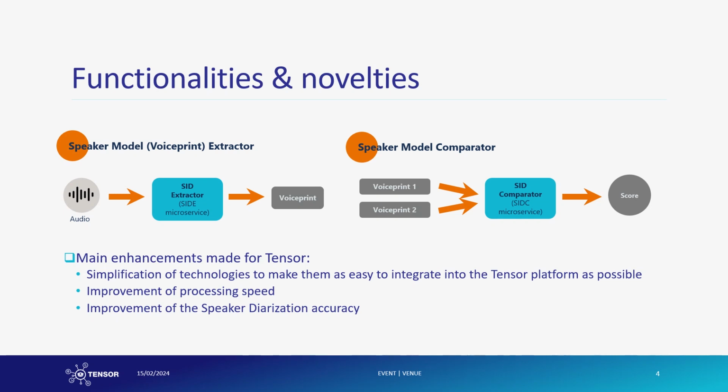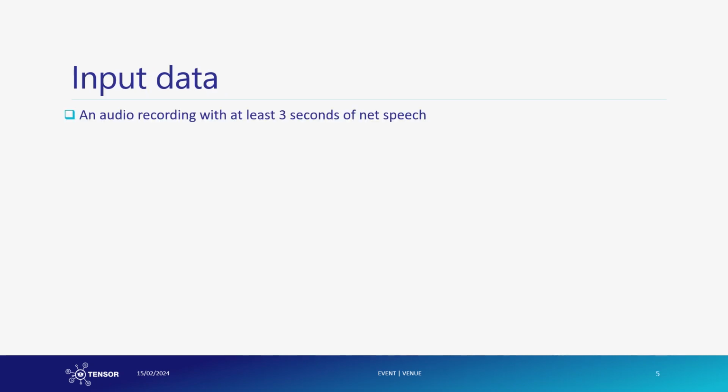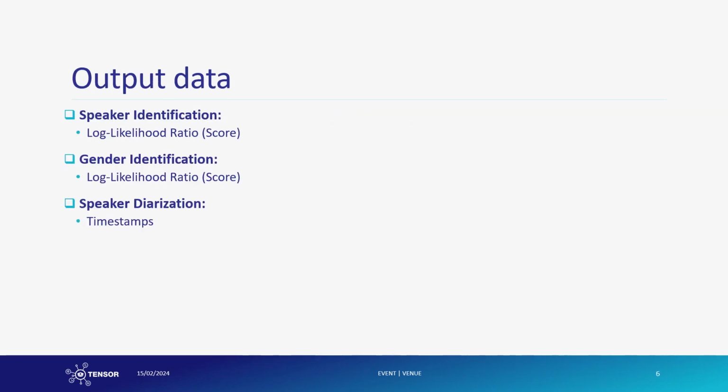For the TENSOR project specifically, PHONEXIA has simplified its voice biometrics technologies so that they are very easy to integrate via a gRPC protocol. We have also improved the processing performance of these technologies by enabling GPU processing. We have also greatly improved the accuracy of speaker diarization technology. The input for our technologies is an audio recording. To identify a speaker in audio, it is necessary to receive an audio recording with at least 3 seconds of net speech. For speaker identification and gender identification, the results are in the form of a log likelihood ratio score.